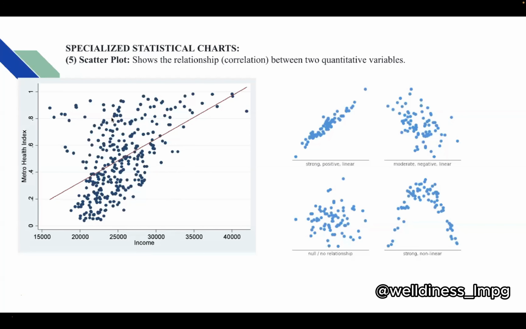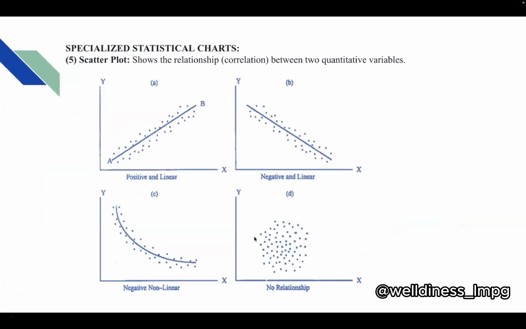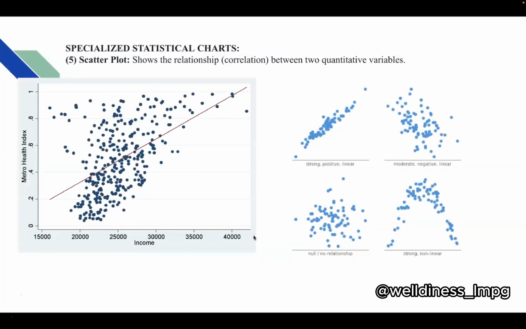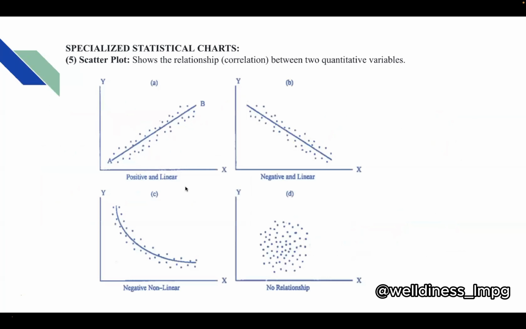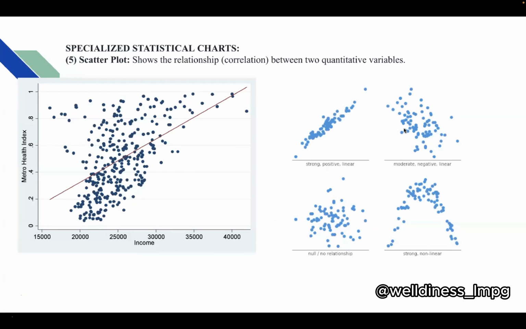Now, if you look at this example, it's almost looking like no relationship, but there's actually a relationship. Because if you look at it very well, using this line, you can see that it is what? Positive and linear. While if you look at this other example too, this one is what? Strong positive linear, meaning there can be strong, there can be moderate, because this one now is negative linear, but it's moderate. While this one is what? No relationship. While this one is what? Strong non-linear.